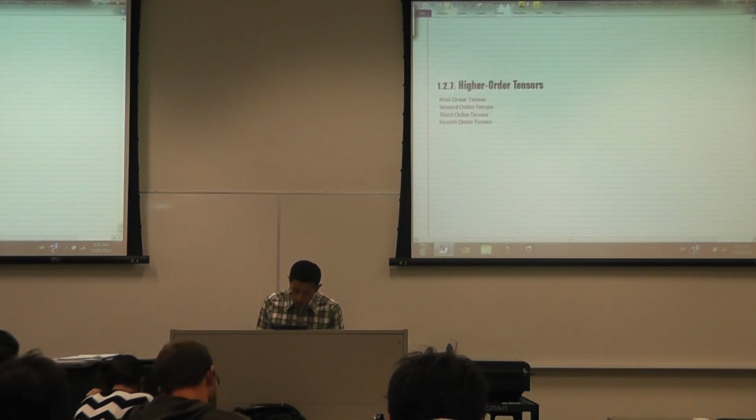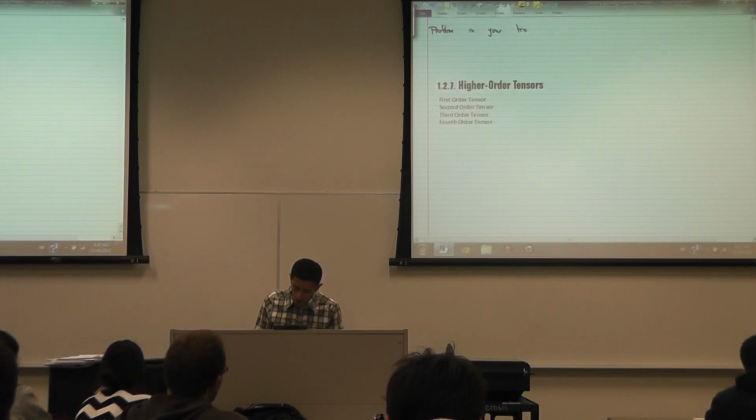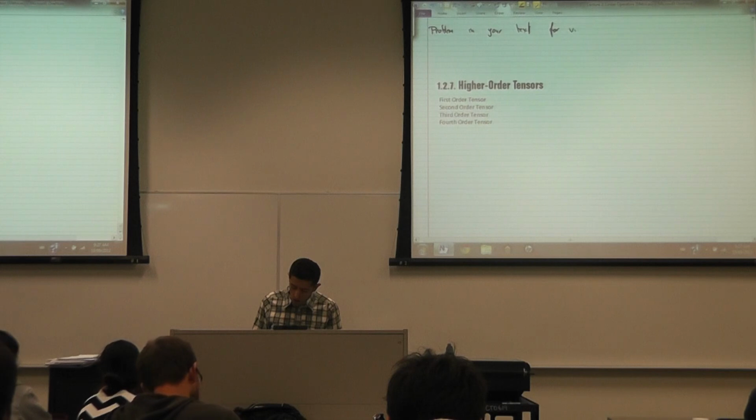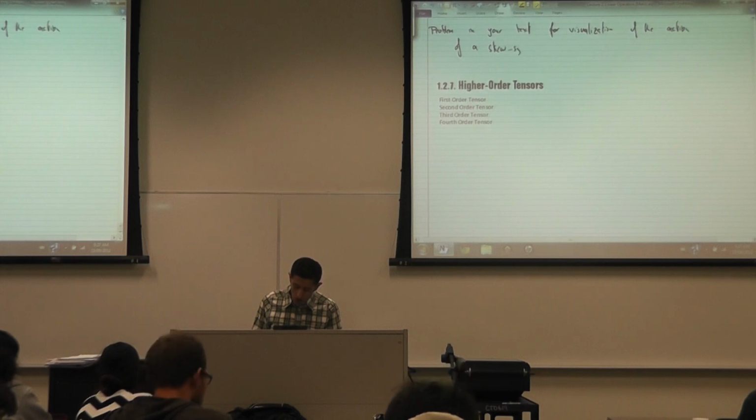There is another problem in your text for visualization of this symmetric matrix on an object.